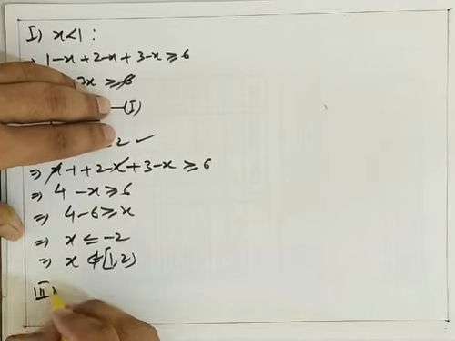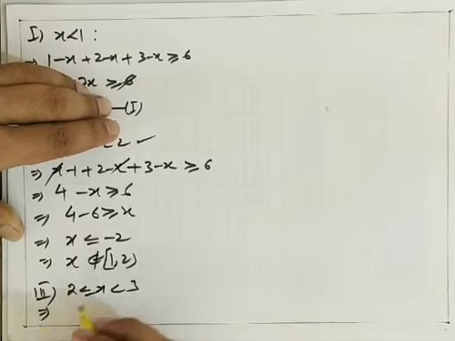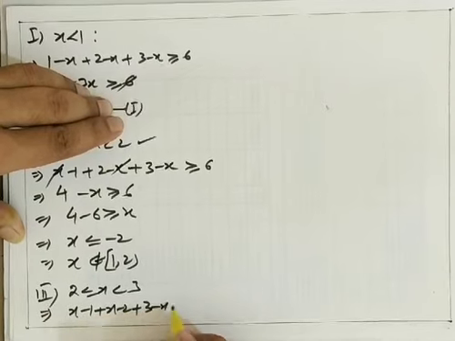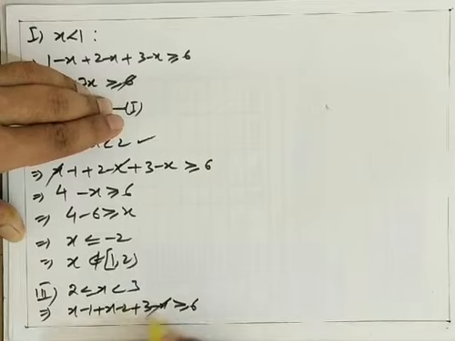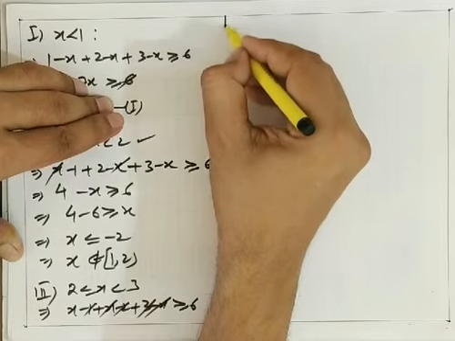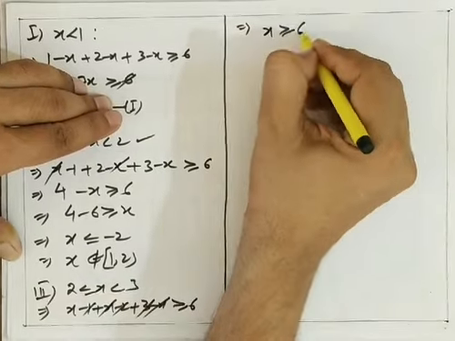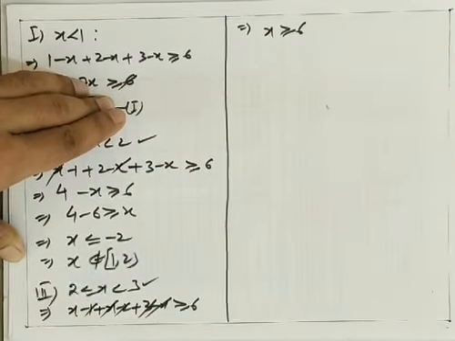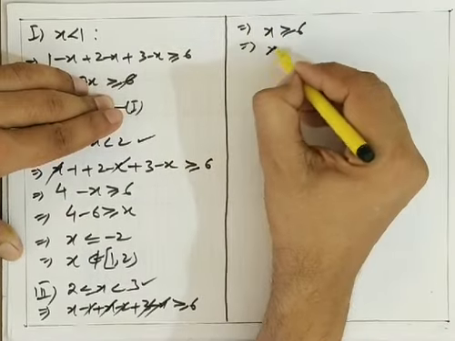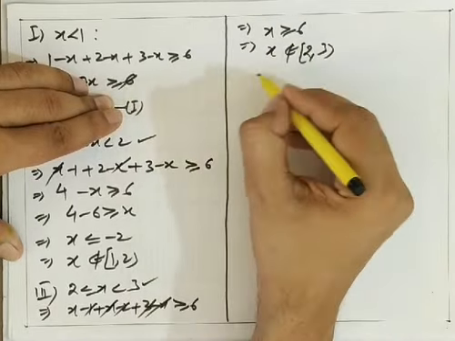Now let's see the third case. The third case was between 2 and 3. The inequality so formed in this case was x minus 1 plus x minus 2 plus 3 minus x should be greater than or equal to 6. So here this x is cancelled and 3 is also cancelled. So we will get x should be greater than or equal to 6. But here the interval was between 2 and 3 and we are getting the answer as x should be greater than or equal to 6. It is not possible. That means the solution to this case will be x doesn't belong to 2 comma 3. So in this interval there will be no real x possible for this inequality to be satisfied.